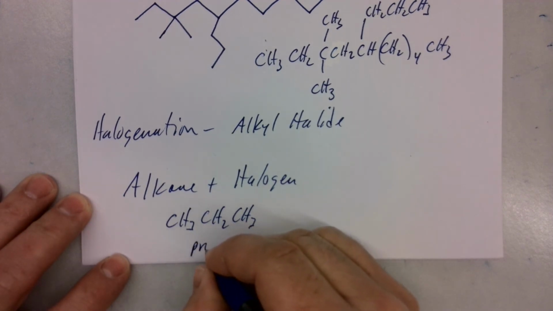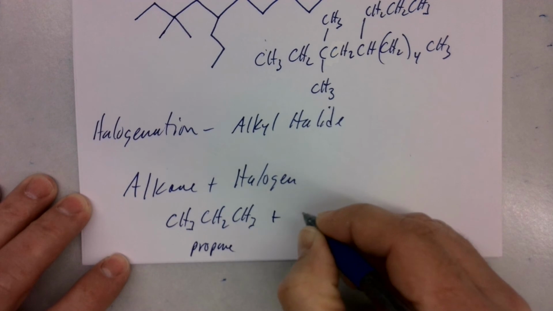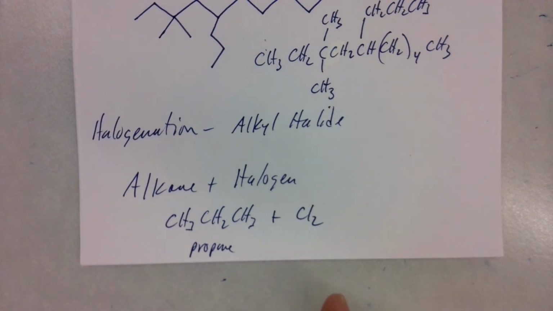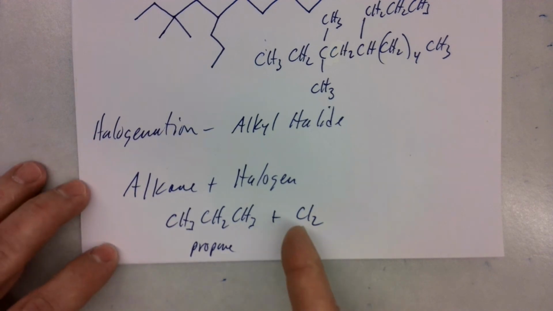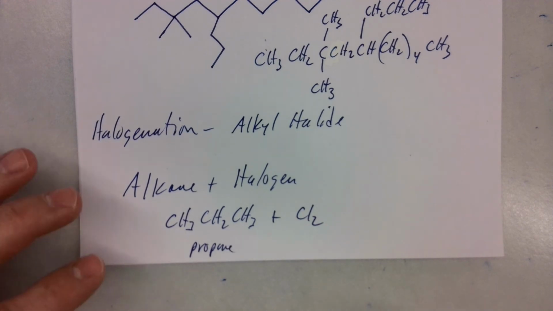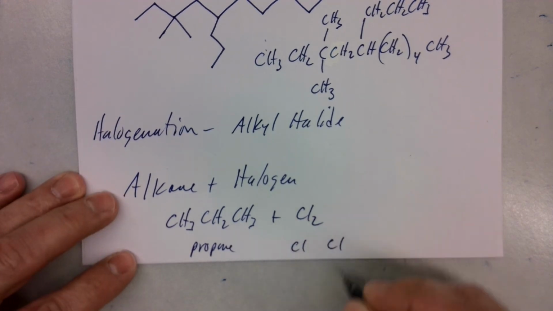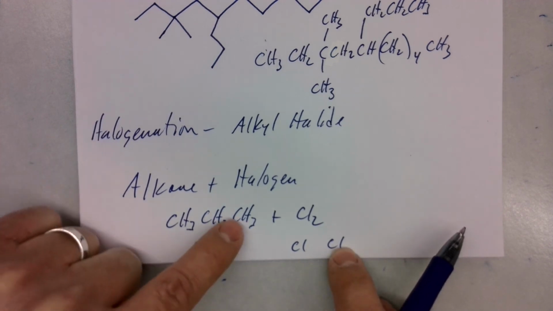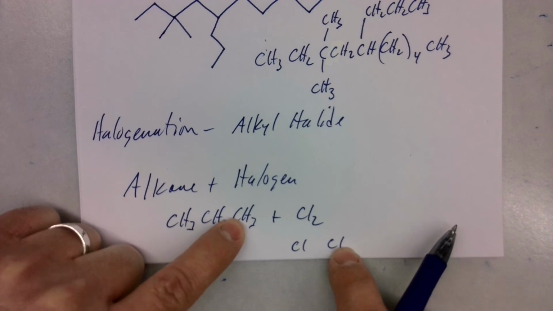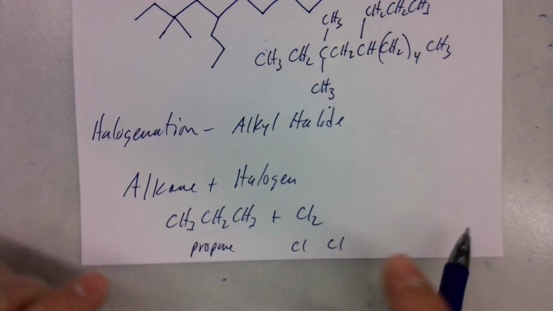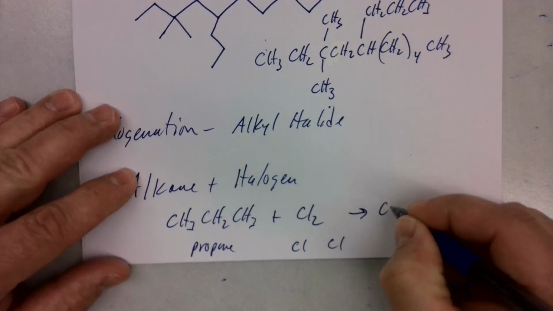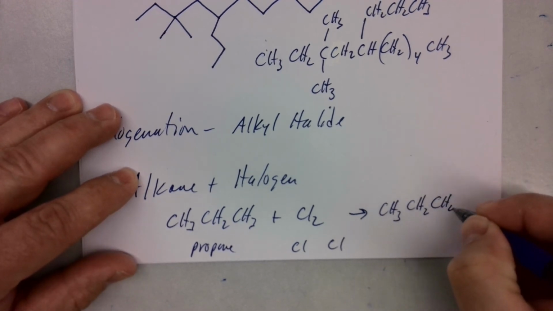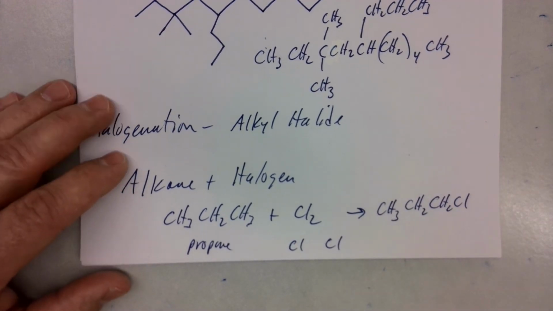Propane. I'm going to take propane, and let's say I add chlorine to it, right? This is what happens. Chlorine splits up. You're going to get a Cl and a Cl, and it's literally going to trade places with one of those H's. And you will get CH3, CH2, CH2, Cl. Just like that.